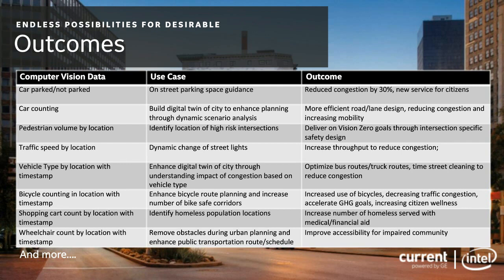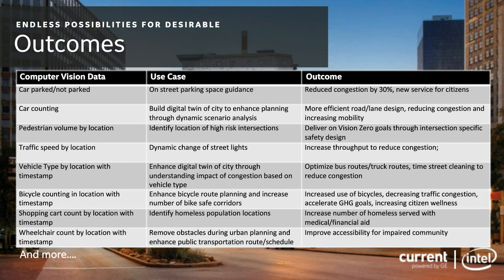Vehicle type by location, right? Imagine being able to count car versus truck versus van and feeding that into the digital twin model I mentioned earlier. Now you can start understanding origin destination of these vehicles and really start to think about how you optimize some of those routes based on how the city is changing.